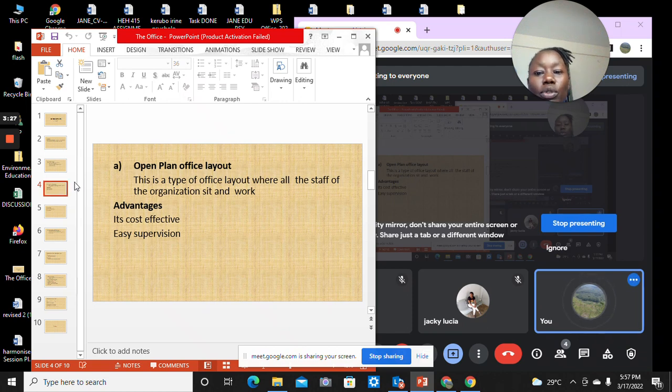This is a type of office layout where all the staff of the organization sit and work. So it is a big room where people come and work together. Like people from different departments, you get the HOD of one department. Then we have the human resource, maybe procurement. They come together and work as one.